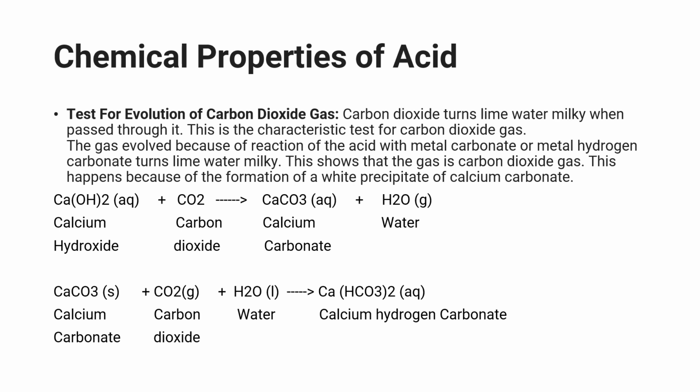This happens because of the formation of a white precipitate of calcium carbonate. Ca(OH)2 plus CO2 gives CaCO3 plus H2O, and CaCO3 plus CO2 plus H2O gives Ca(HCO3)2, that is calcium hydrogen carbonate.